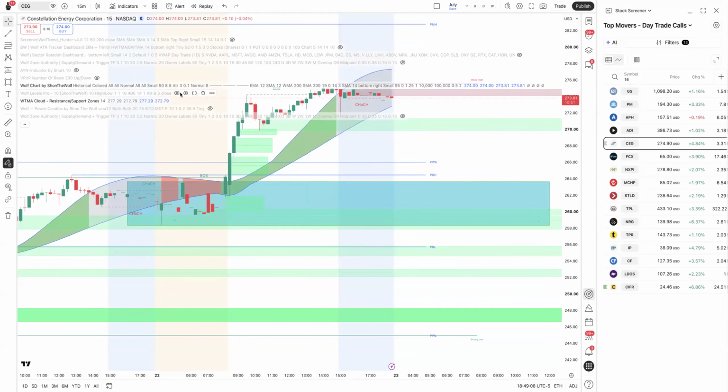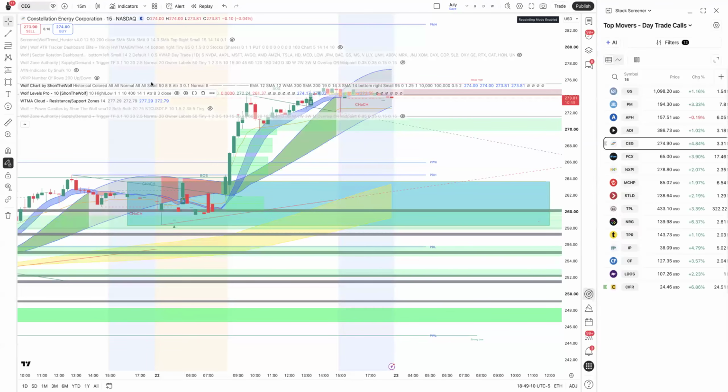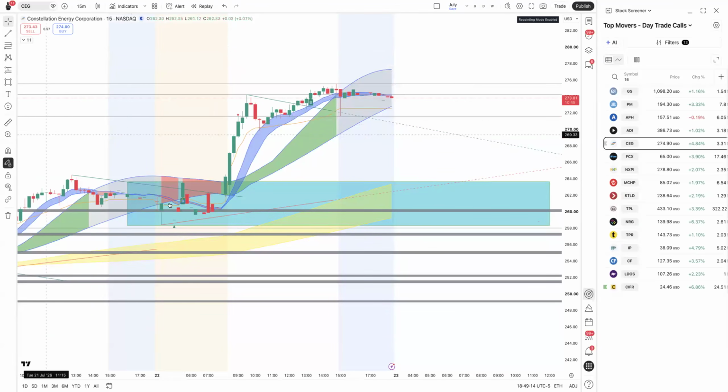Matter of fact, I'm gonna keep the 12 cloud on. I'm gonna just take the Wolf chart off. All right. So these two clouds, the 12 cloud and the WTMA cloud, have a very interesting relationship. And when I'm looking for a stock that's bullish, when I'm going through my screeners, the first thing that'll kill it is the WTMA cloud.